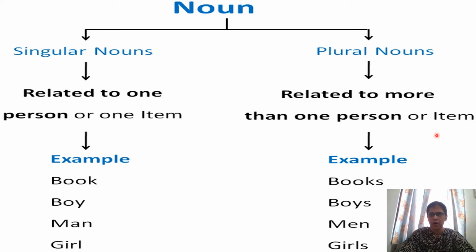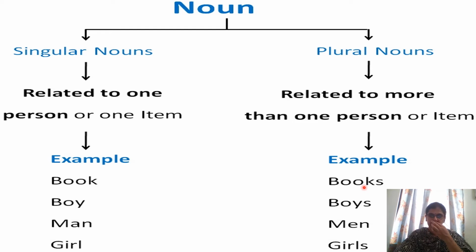So when you have a noun and it relates to one person or one item, then you use it in singular form. You call it a singular noun. And when the same noun relates to more than one person, it can be from 2 to any number, then you call them plural nouns.